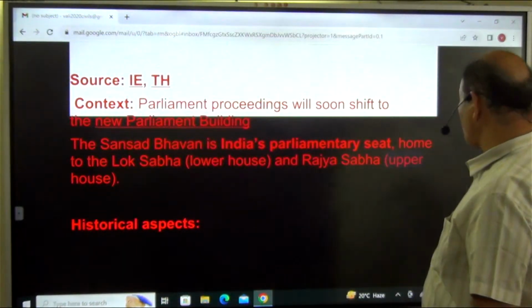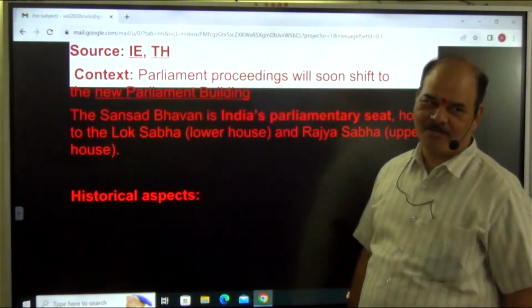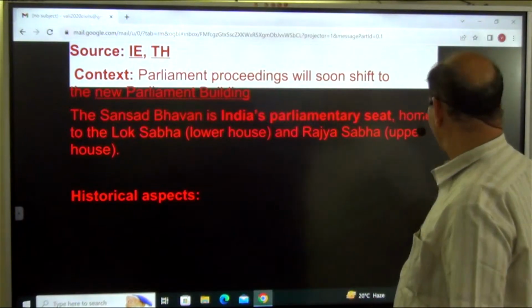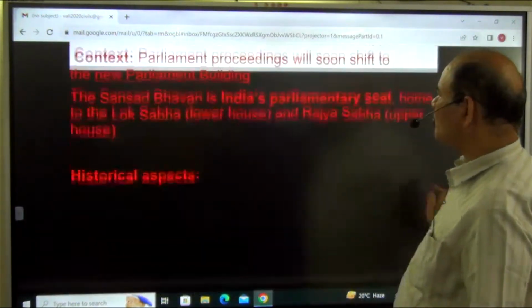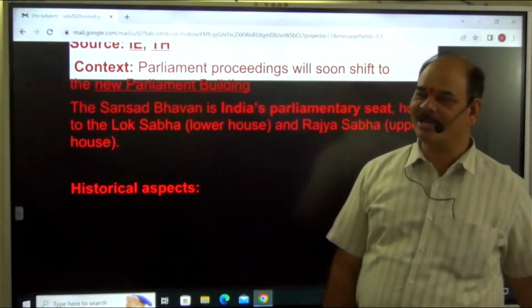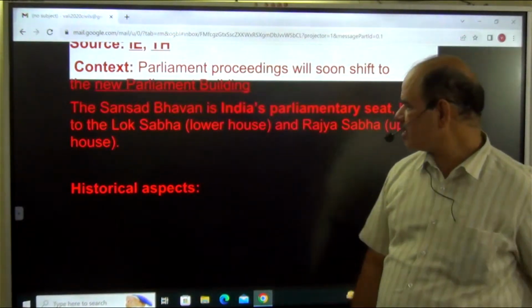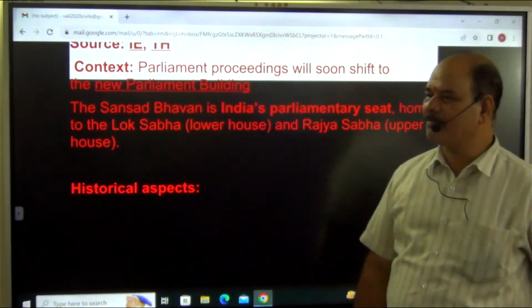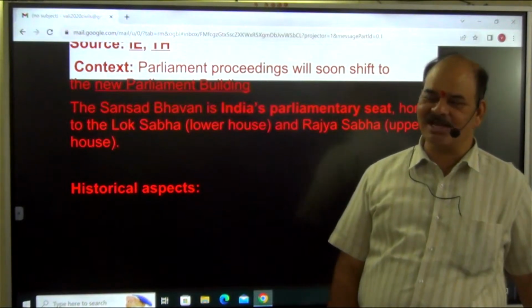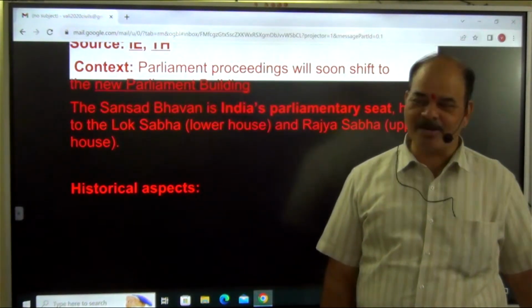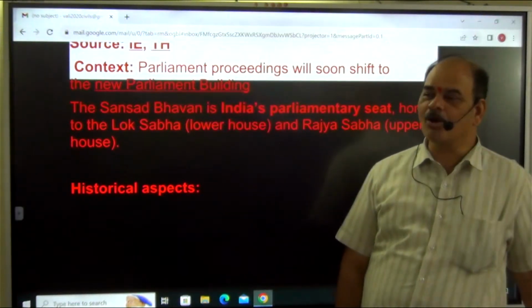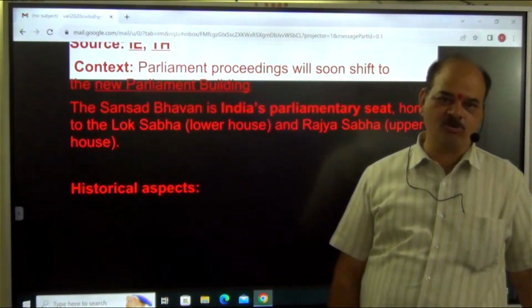Parliament proceedings have now automatically started in our new Parliament building. And you know, Indian Parliament is bicameral: Lok Sabha and the Rajya Sabha. Rajya Sabha is the upper house, Lok Sabha is the lower house, and we have even discussed which person named the upper house as Rajya Sabha and the lower house as Lok Sabha.